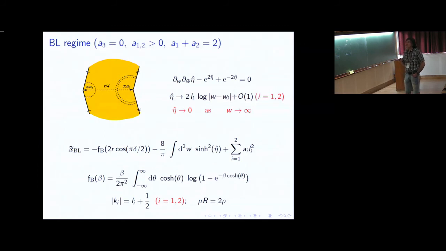On the boundary, we need A3 equal to zero, which corresponds to the Bukhvostov-Lipatov regime. Again, the story can be repeated here, and you see that in the case of the Bukhvostov-Lipatov model, the domain looks like this, and still the energy can be expressed in terms of the solution of the Sinh-Gordon equation with a certain asymptotic condition imposed here.